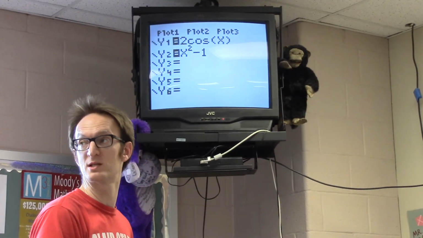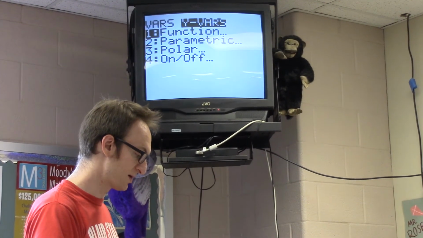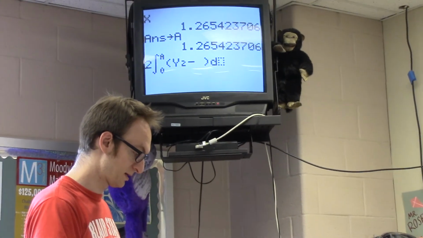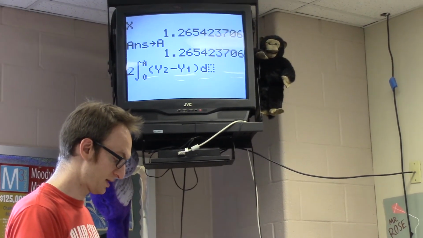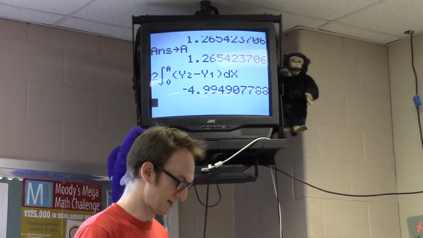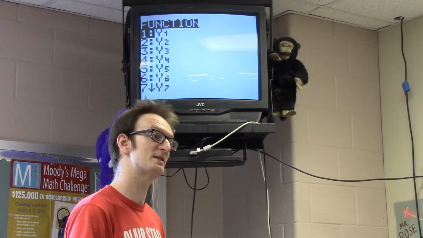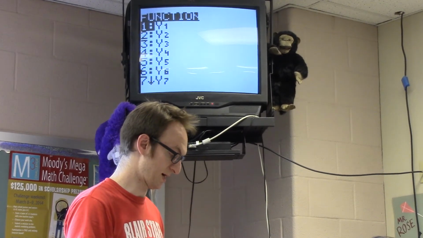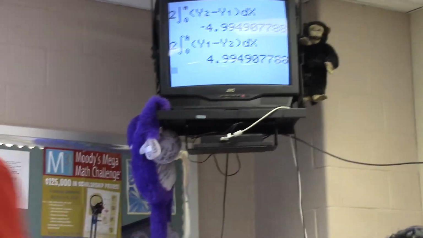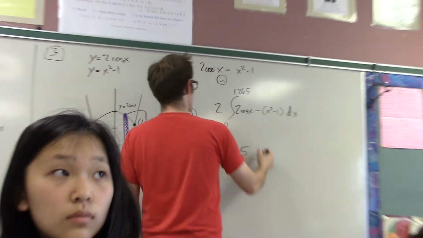If you go to y equals, you see it's just 2 cosine minus the other thing. So instead of having to retype annoying functions and possibly screwing up your parentheses, you can just type y2 minus y1, with respect to x. Oh, something went wrong, because I should have done y1 minus y2. So you just know you need to negate that. It's like 5, but it's not 5. Assuming that we've done no intermediate rounding, the true answer is 4.995. And there we go.